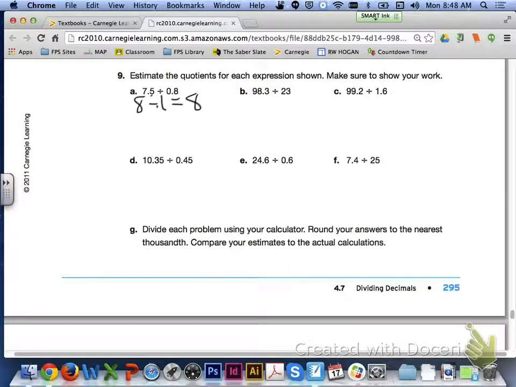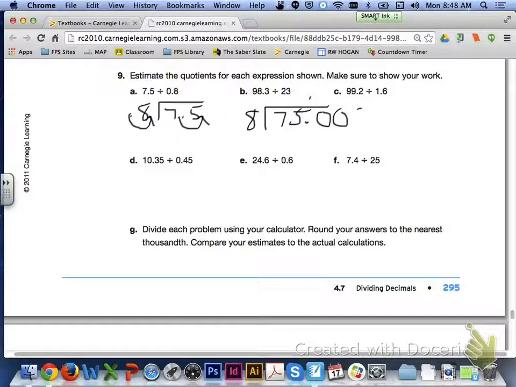Let's take a look at letter A. First, my estimate is going to be 8. 8 divided by 1 is going to be equal to 8. Here is what my division problem would look like. Remember, I do not want any decimals in my divisor, so I'm going to multiply both the divisor and the dividend by 10. So my new divisor is going to be 8, and my new dividend is going to be 75. Remember, I can put the decimal point right up in the quotient in order to carry out my division.